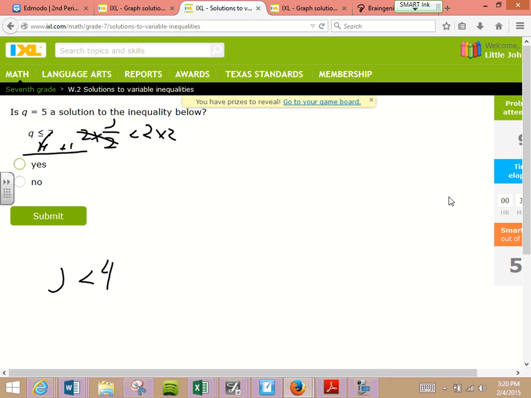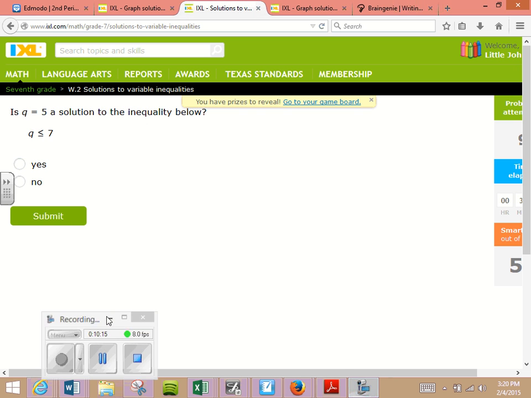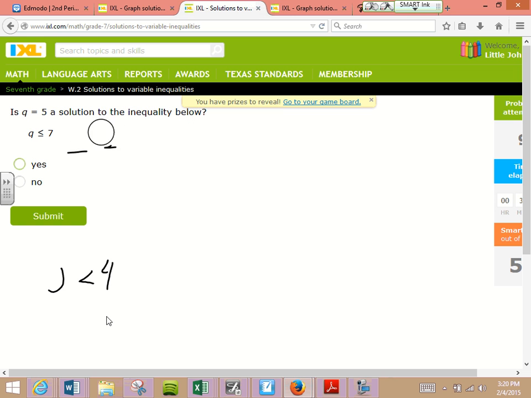These are slightly different. Am I still recording? Awesome. So you have to read the question and see whether it makes sense or not. That's going to be also on your test. It is just basically analyzing if you understand what the values mean. So it says Q is equal to 5. Is Q equals 5 a solution to the inequality below? This means the following. Is 5 really less than or equal to 7?